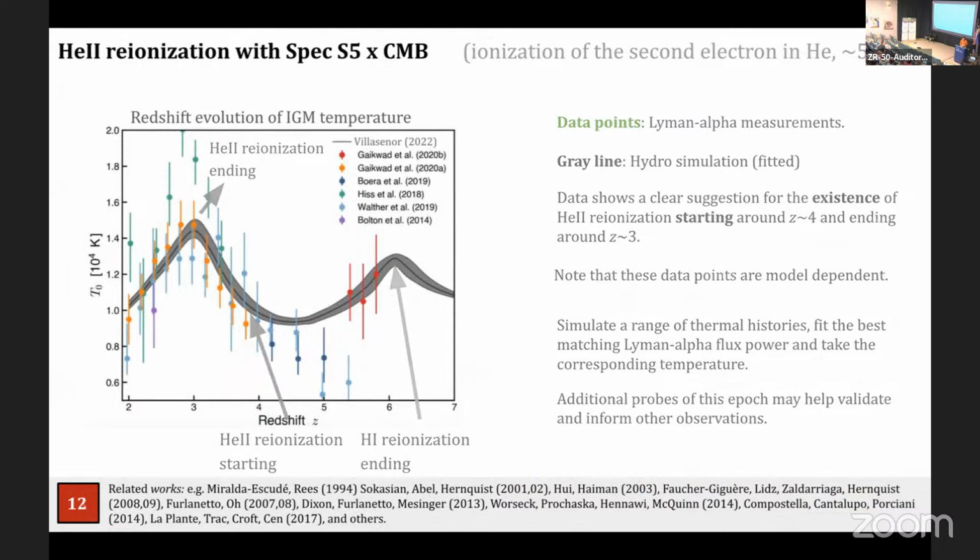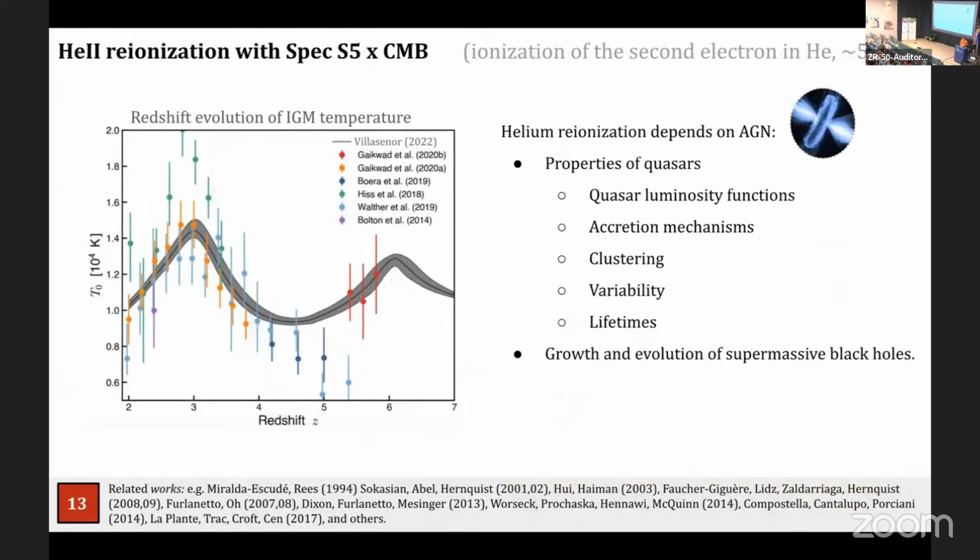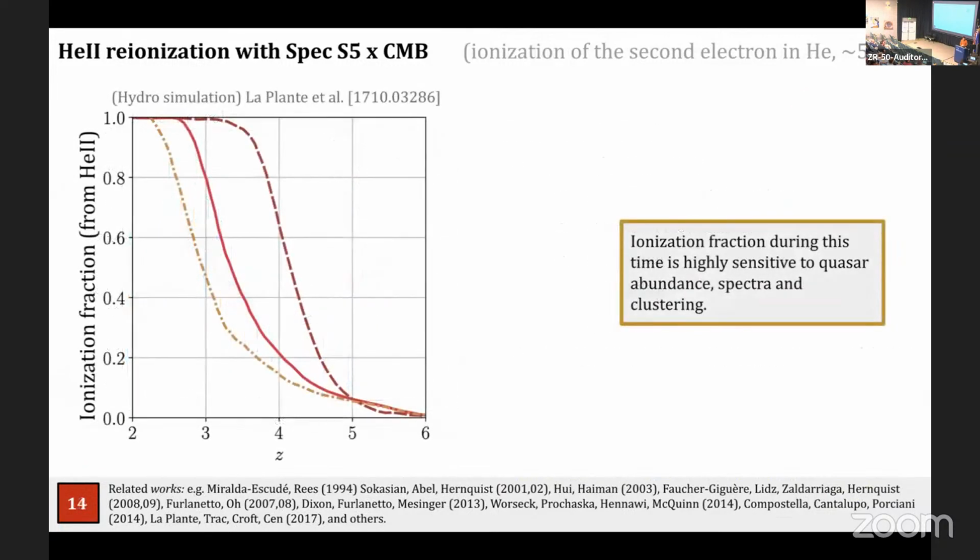And of course, this epoch itself is very exciting on account that it probes the properties of quasars, as well as fundamental physics, like the growth and evolution of supermassive black holes, as well as being a probe of the primordial helium abundance. So it's a very exciting and so far uncharted epoch in the universe. And the properties of quasars, for instance, really impact the history of this reionization pretty significantly.